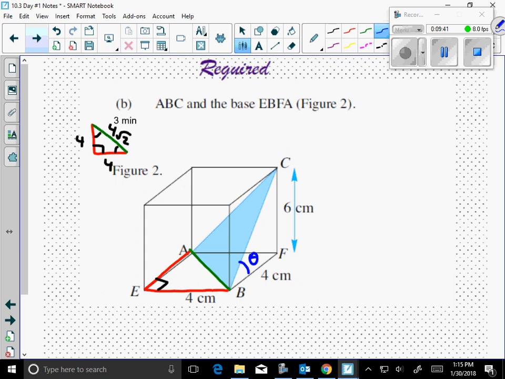No, we're going to find the angle formed between triangle ABC and the base. So this blue angle, right? Now it's not technically that blue angle. I want you to look at this from a profile, meaning side. If I were to sketch a profile view of this, it looks kind of like that, right?